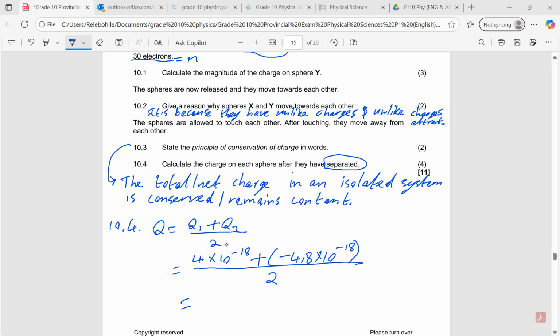So guys, when you press on your calculator 4 times 10 to the power of negative 18 plus negative 4,8 times 10 to the power of negative 18 divided by 2, the answer we get is negative 4 times 10 to the power of negative 19 coulombs, and that's your answer. All right, that's how you answer this one. And in terms of the marks, you will get a mark for your formula and then substitution of each charge, and finally the final answer. I hope, guys, this question made sense.